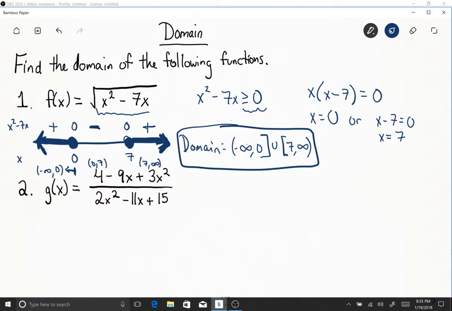And then this g of x one, we have something else that we have to worry about. Now notice there's two parts. You have a numerator and denominator. But what can't we do? Well, notice we can have any type of number up top in the numerator. That's not going to be any problem. The problems occur when this whole denominator business equals 0. So what can't happen here is we can't have 2x squared minus 11x plus 15 equal 0.